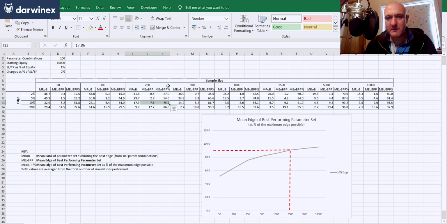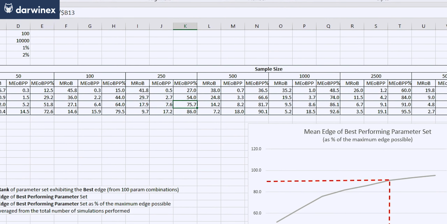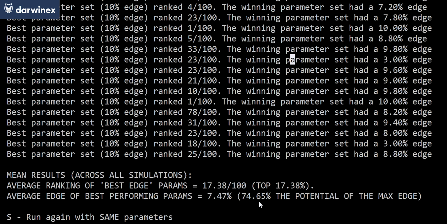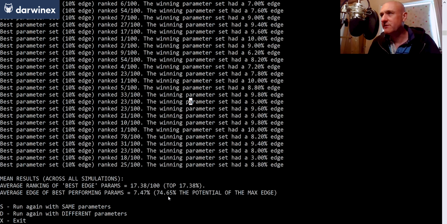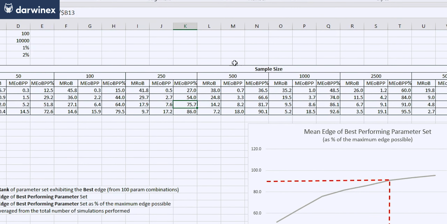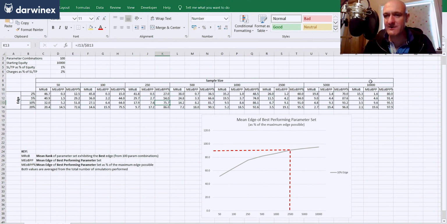And the potential that you're getting from the system was 75.7% compared to 74.6% here. So you can see that by averaging this out over 1,000 simulations gives us quite a lot of reliability, and the results coming out of the model are fairly constant. Now, I've done this for sample sizes of 500, 1,000, 2,500, 5,000, and 10,000.